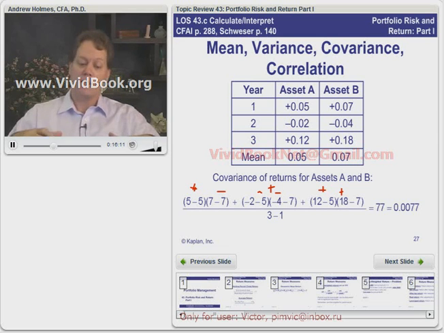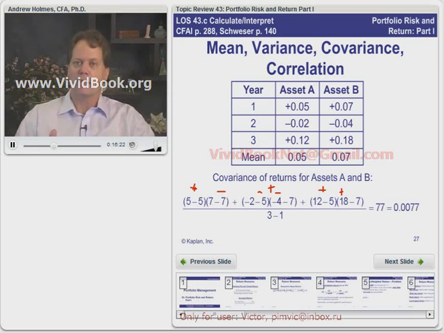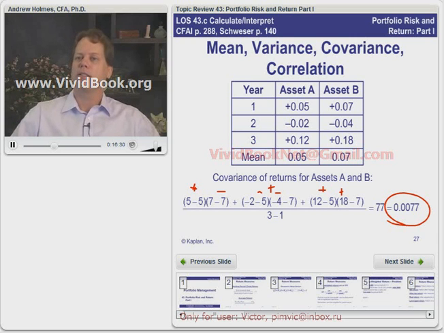So in a very real sense, what we're measuring with correlation and covariance, as well as the magnitude of this, is when these things are above their mean at the same time and below their mean at the same time, versus the opposite, when one would be above its mean and the other below. All right? So when we do all that, we're going to get 0.0077 here as the covariance.